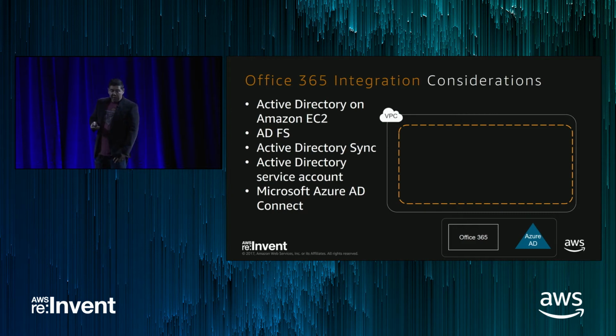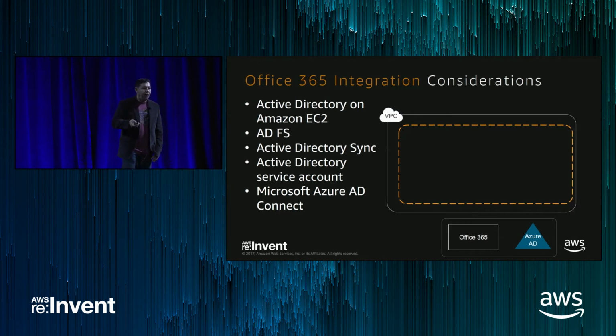Now, I mentioned we weren't going to talk about federation services, and we're not going to go into federation services, but this is a common ask from customers. How can I leverage my existing Active Directory on AWS and integrate that with Office 365? So we're just going to briefly mention the high-level steps that would be required to enable this, and it's absolutely supported. So the first thing, of course, is you need to have Active Directory on EC2, which we've been talking about now for the whole session.